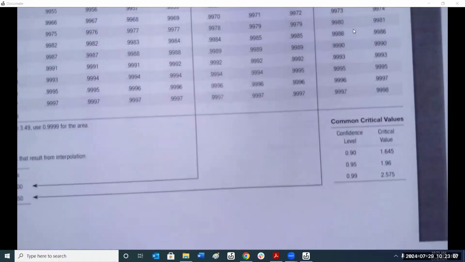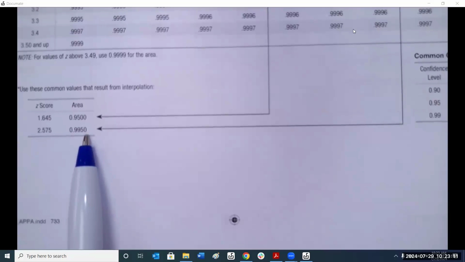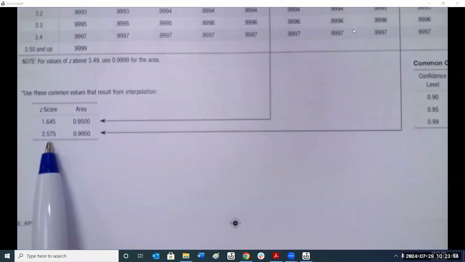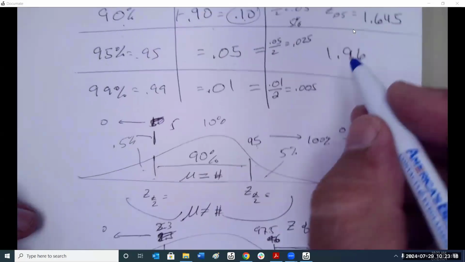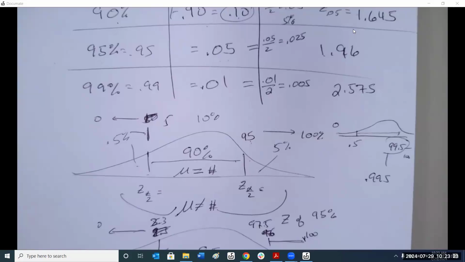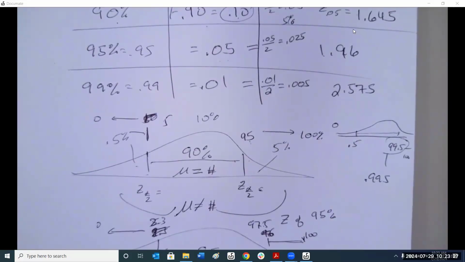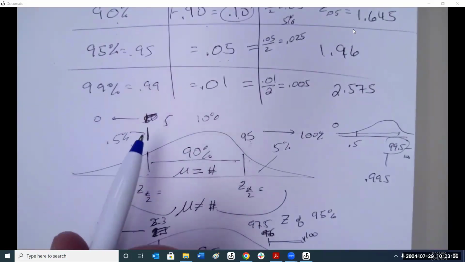Just our luck. Whenever you see these lines here, that's a good indication, because it tells us if you're looking for 0.9950, then that's going to be 2.575. So that's how we find our Z values. So far, so good. What if we're looking for an 80% confidence level?